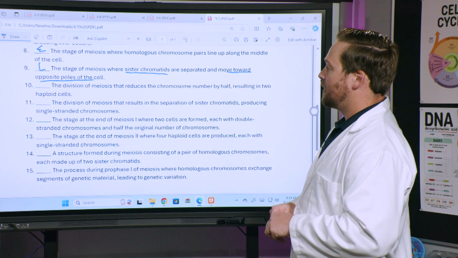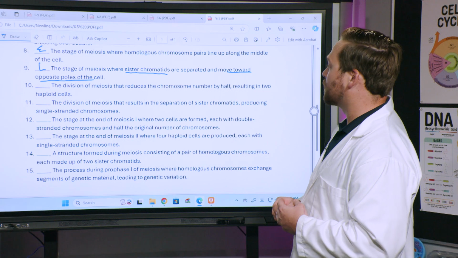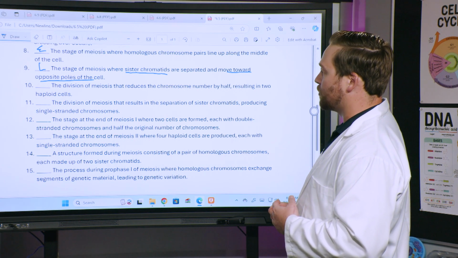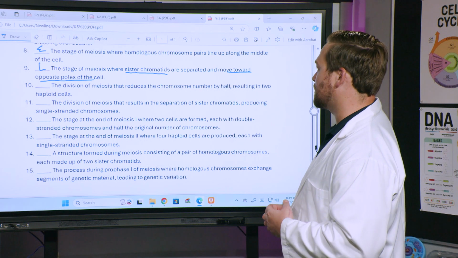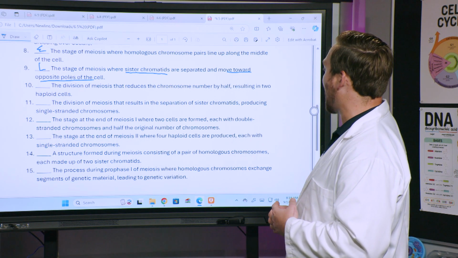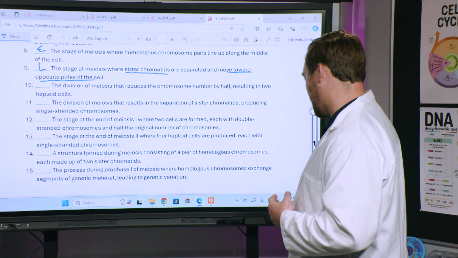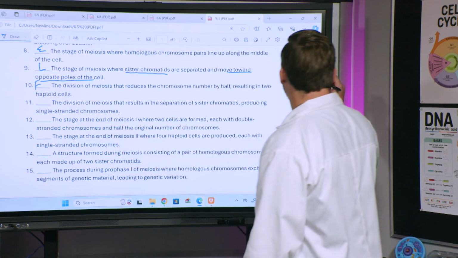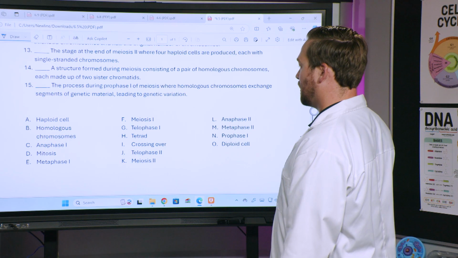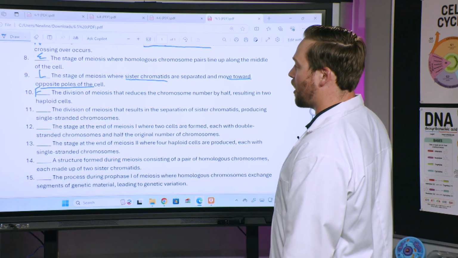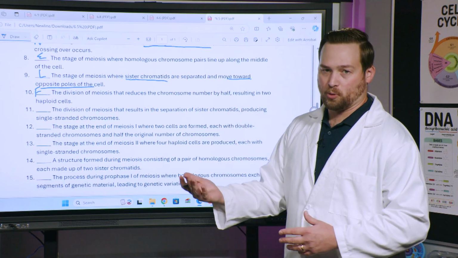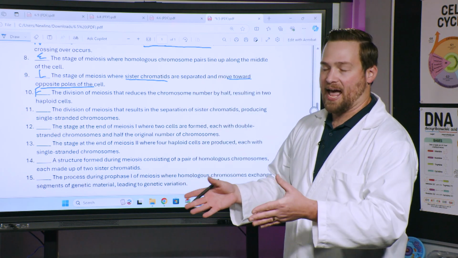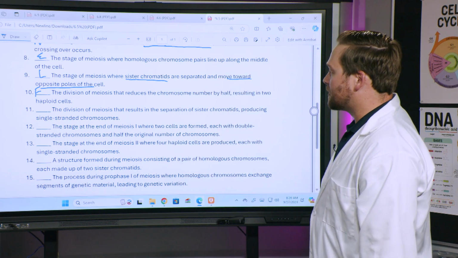So 10, this says the division of meiosis that reduces the chromosome number by half, resulting in haploid cells. Okay, the division of meiosis that reduces the chromosome number by half, resulting in 2 haploid cells. All right, so for number 10, I have F. Okay, and F is meiosis 1. So in meiosis 1, we start off as diploid cells. Through meiosis 1, we've cut the number of chromosomes in half by the end of it. Okay, let's keep it going.